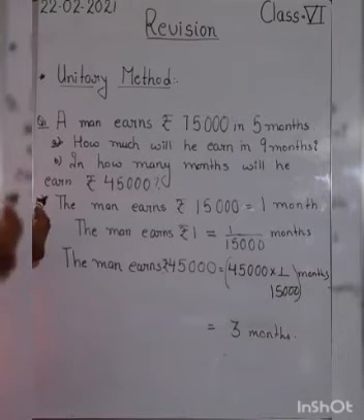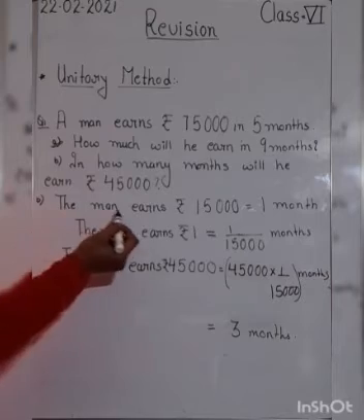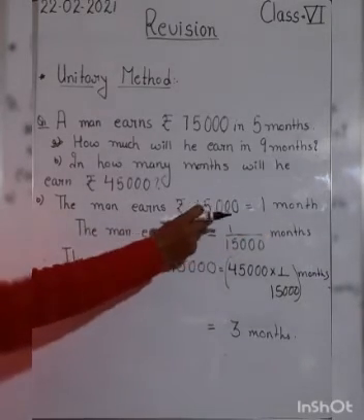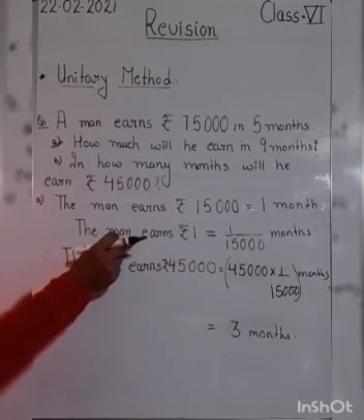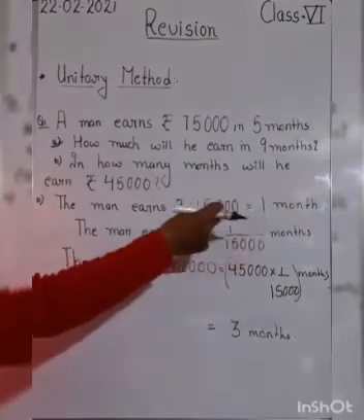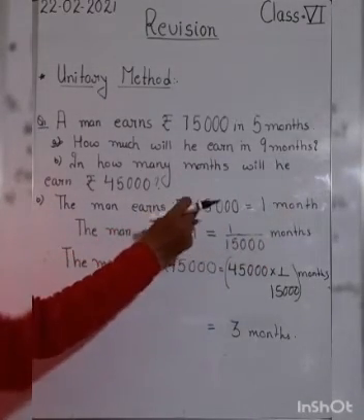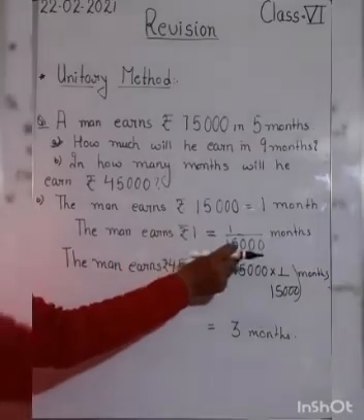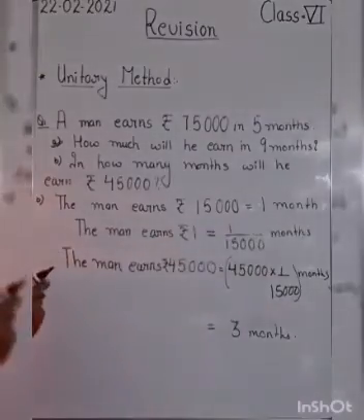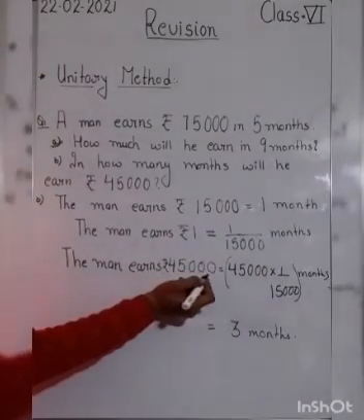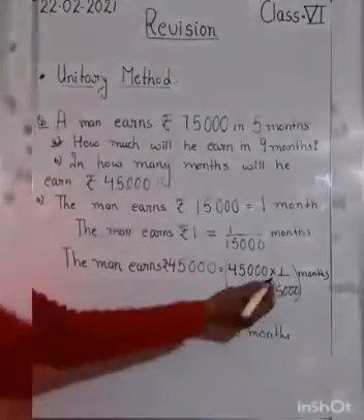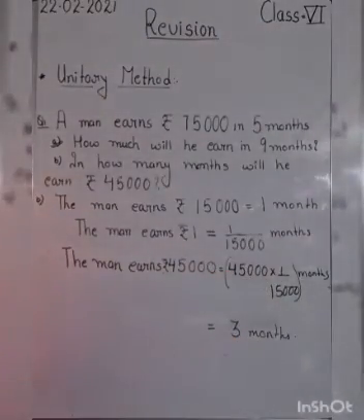Okay, it means in 9 months he is earning 1,35,000. So for solving your B part, what you will write: the man earns rupees 15,000 in 1 month. In 1 month he is earning 15,000. Therefore, the man earns 1 rupee in 1 upon 15,000 months. Similarly, I have followed the same process, that now you have to find the value of 1, so I have divided it. Then 1 upon 15,000 months. Therefore, the man earns rupees 45,000 in 45 into 1 upon 15,000 months. And when you cancel it, then you are getting 3 months.